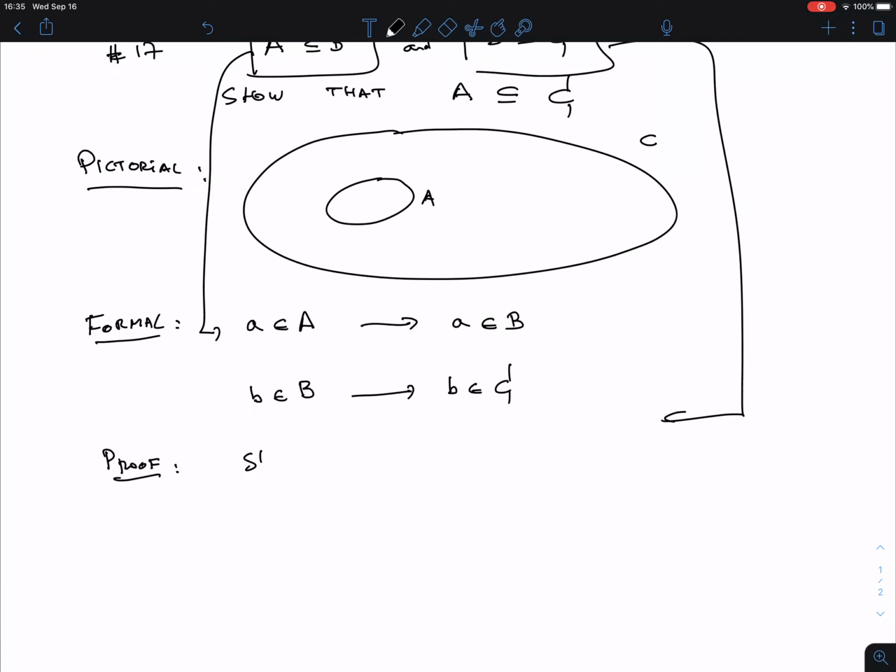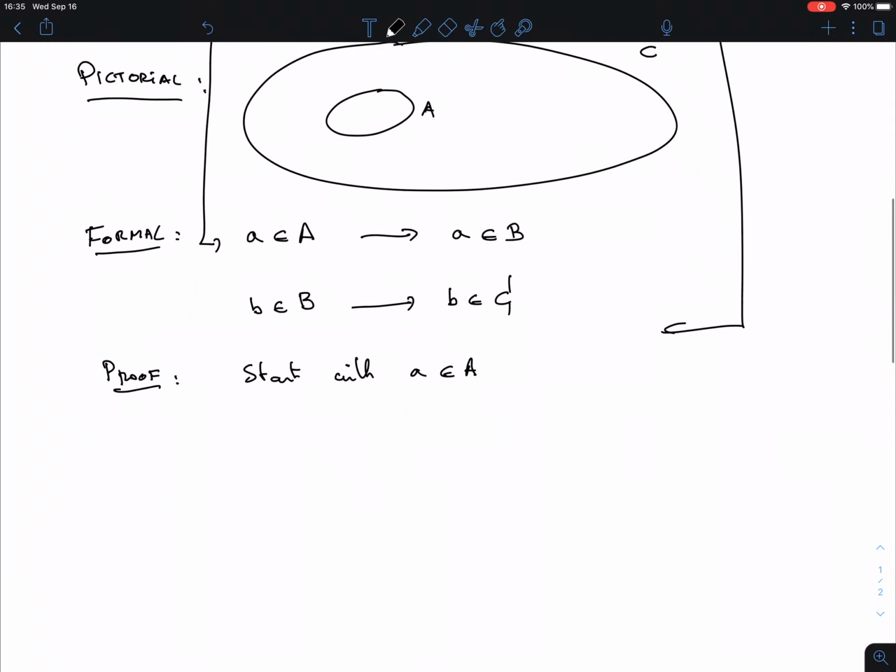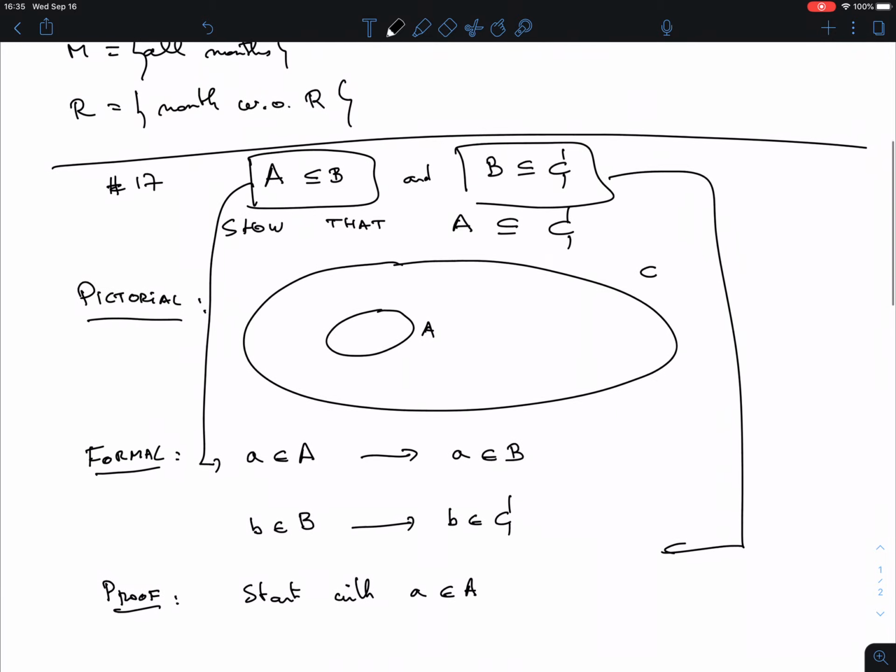Start with an A in A. Okay? I start with an A in A. I'll show you why I do that. So let's do that. Start with an A in A. Why am I doing that? Well, what do I need to show? Perhaps, okay.